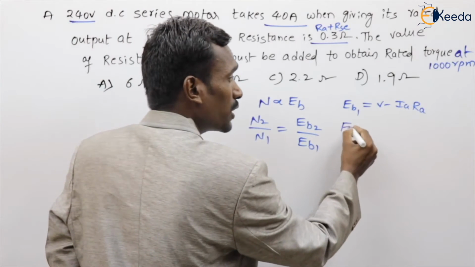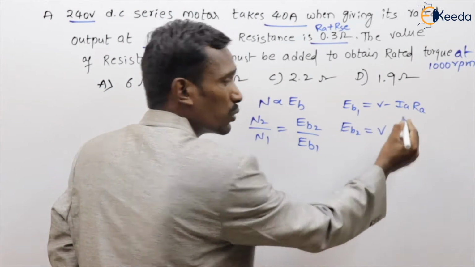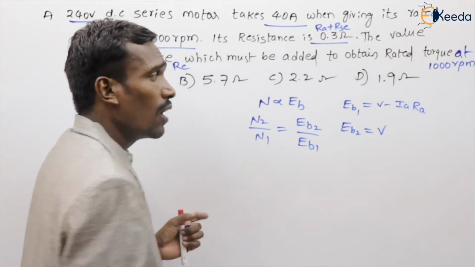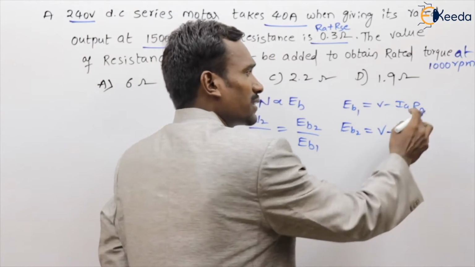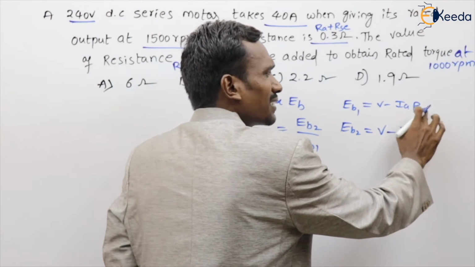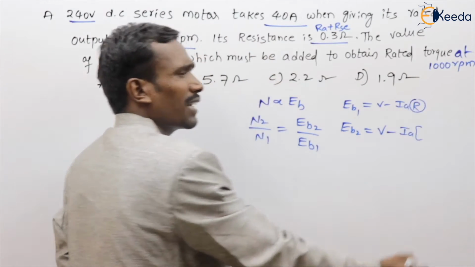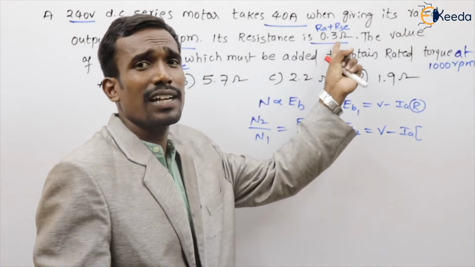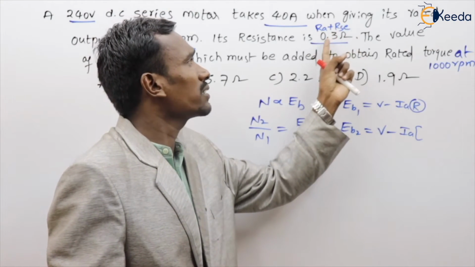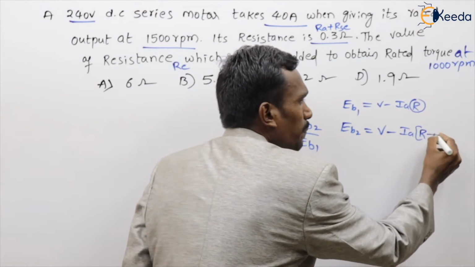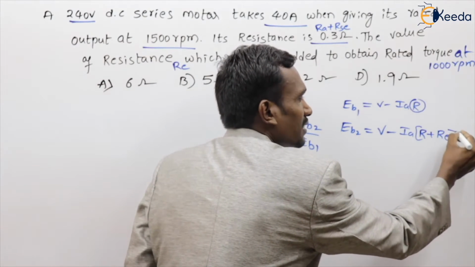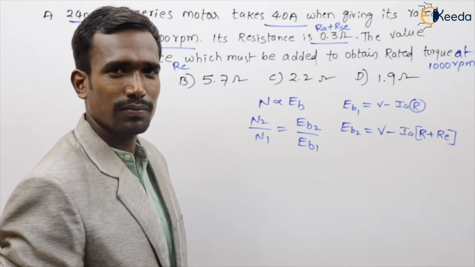But EB2 is equal to (V minus IA) into, for example, this is RA plus RAC actually. For example, I am taking R. They have given 0.3, right? RA plus RAC is taken as 0.3. Now here, R plus extra resistance added, RE.